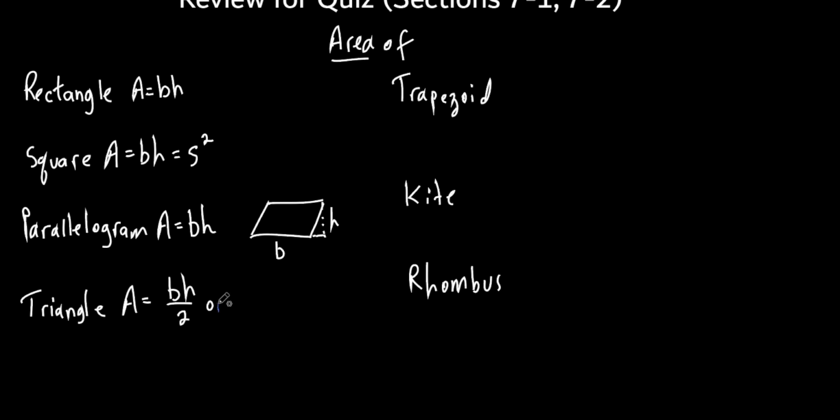Or, what's another way you could have written it? 1/2 the base times the height. It's the same thing, isn't it? Yep, taking half of it, dividing it by 2, is taking half of it. It's the same thing. What about a trapezoid?